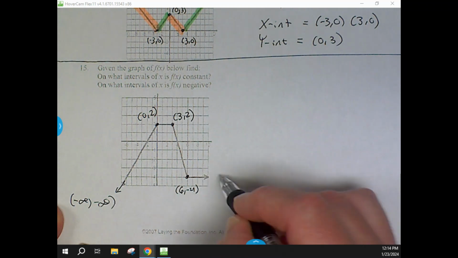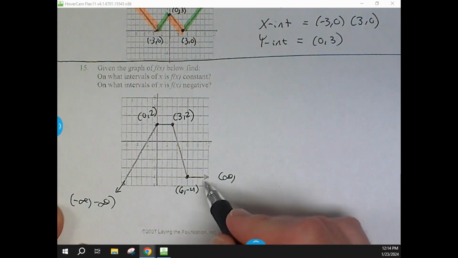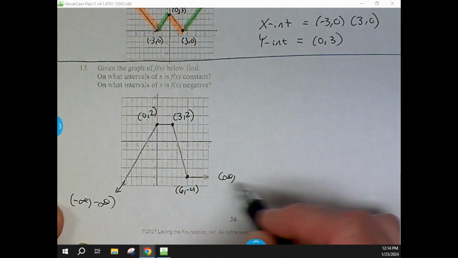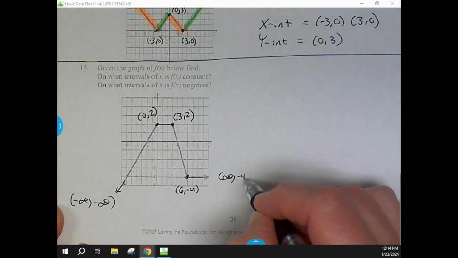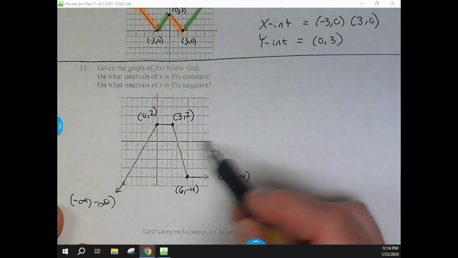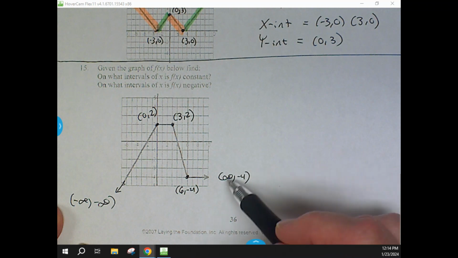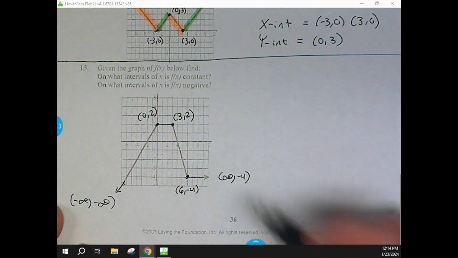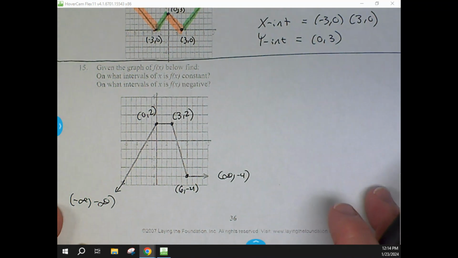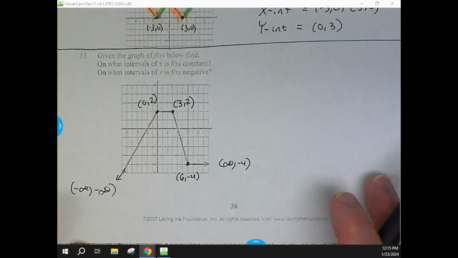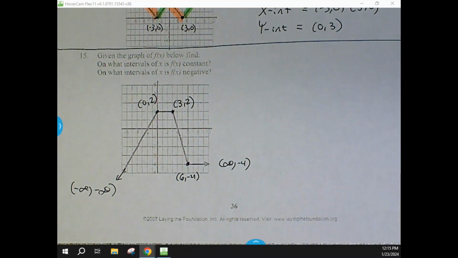All right, and then when it goes forever, that's infinity, but it doesn't go any up or down. So when it keeps going forever, it's still going to be at negative 4. So no matter what we do, even if we go out to infinity, that y value never changes from negative 4. Okay, so that's really the points that we're working with on this one.